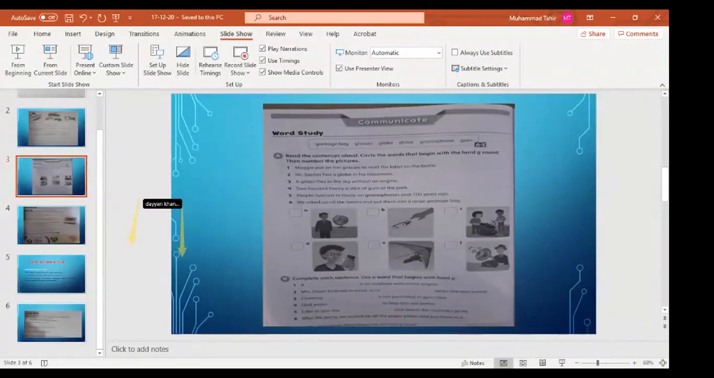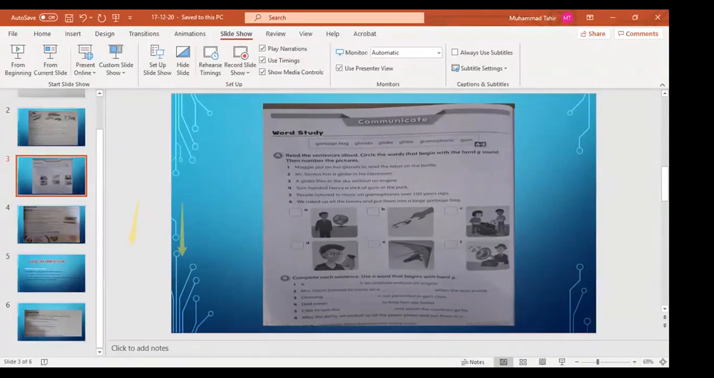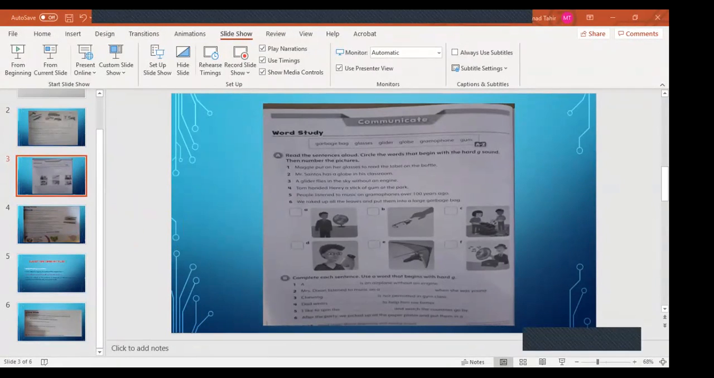Dayan Khan, don't make annotations, please. I can see you. Don't make annotations. Okay.